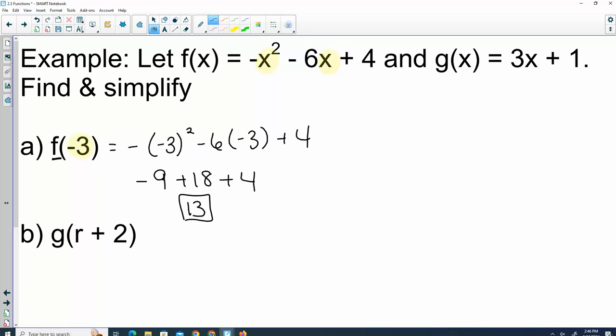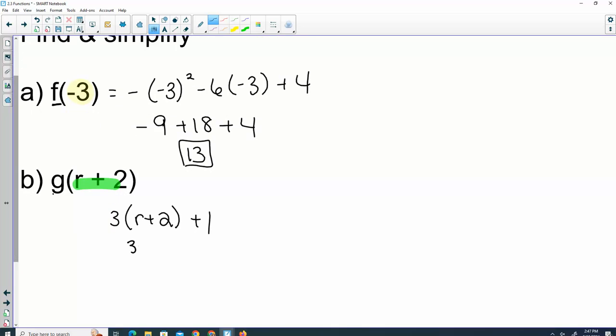So when I say g of r plus 2, am I going to get a number answer here? No. It says you are replacing your x with r plus 2. So this time I'm going to function g. So in function g, that x becomes r plus 2. So we get 3r plus 6 plus 1, or 3r plus 7. Any issues with that?